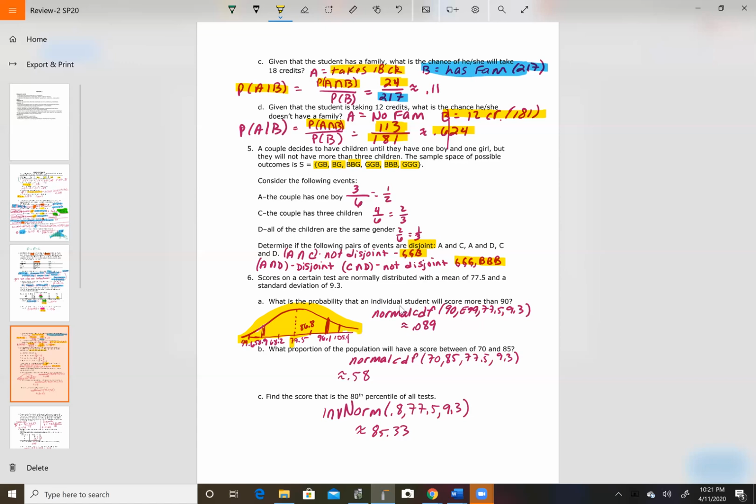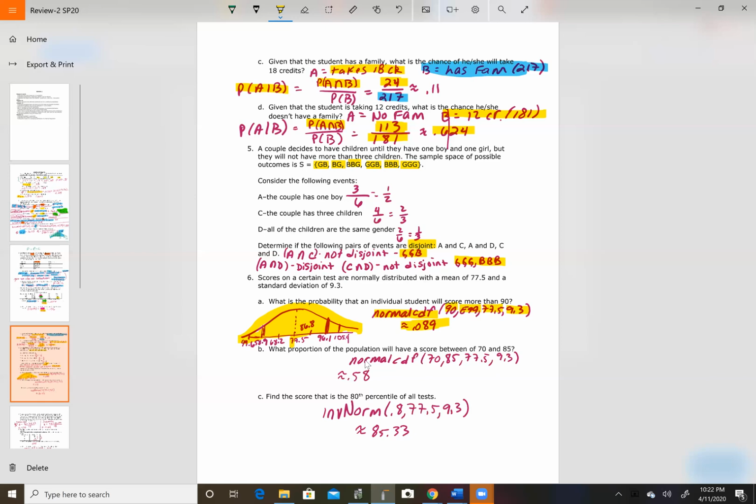What is the probability that an individual student will score more than 90? So you just need to use your normal CDF, where your starting value is 90, your ending value is positive infinity, your mean is 77.5, and your standard deviation is 9.3. And there's your probability right there, approximately 8.9%.